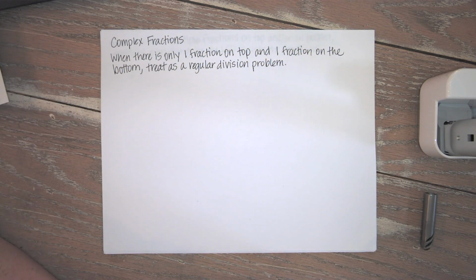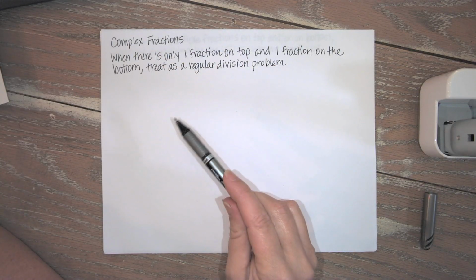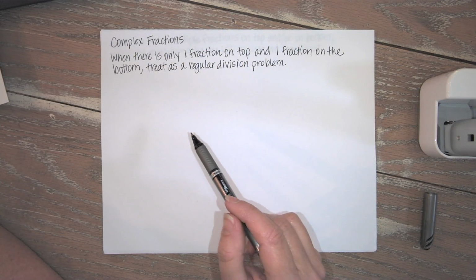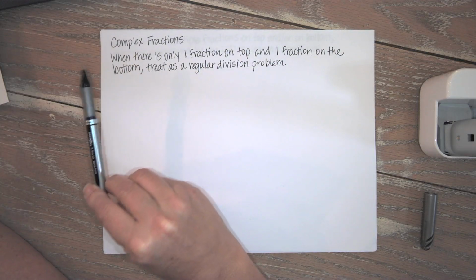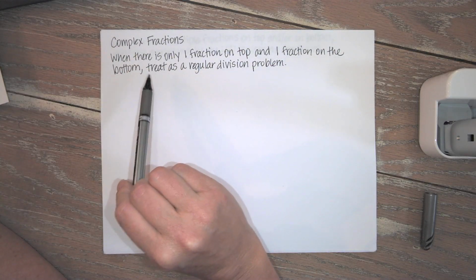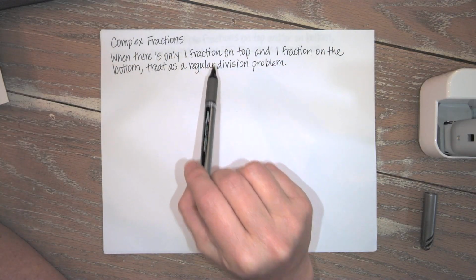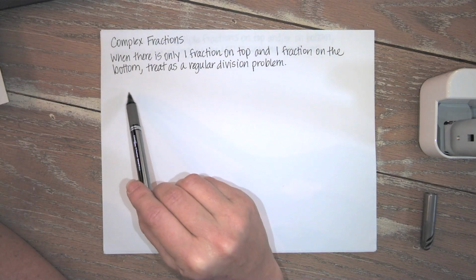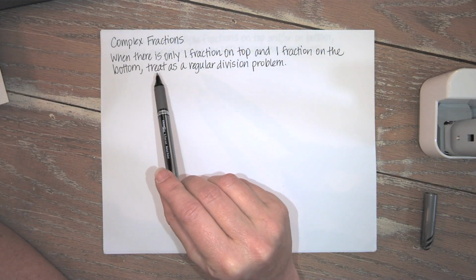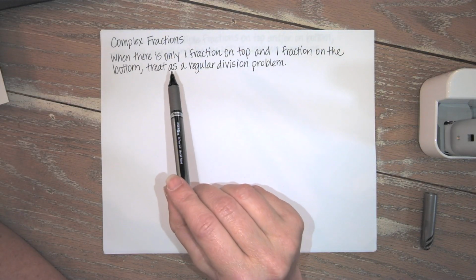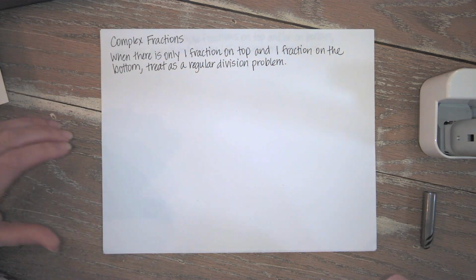In this video, I'm going to talk about complex fractions. There are two types of problems that we might encounter where we have complex fractions. A complex fraction is just a fraction made up of other fractions. The first type we might see is the type where there is only one fraction on top and one fraction on the bottom. When that is the case, we can treat it as a regular division problem.